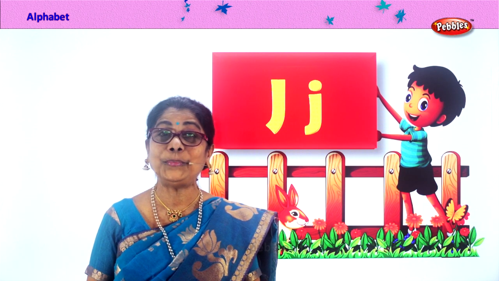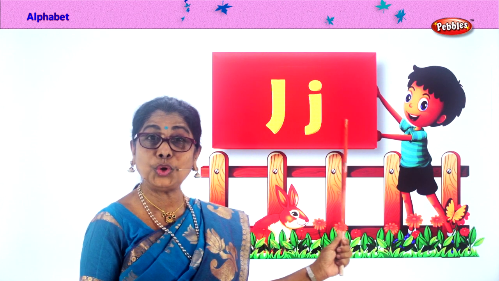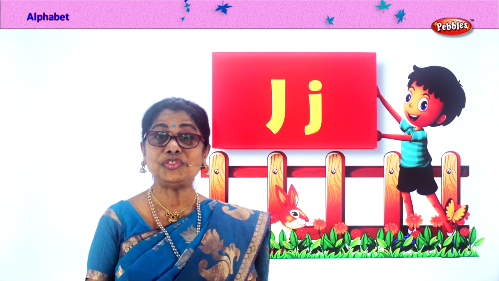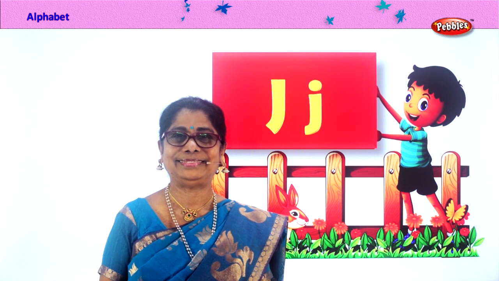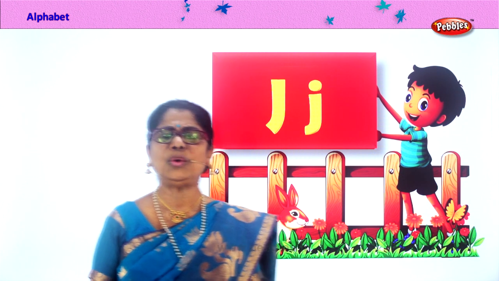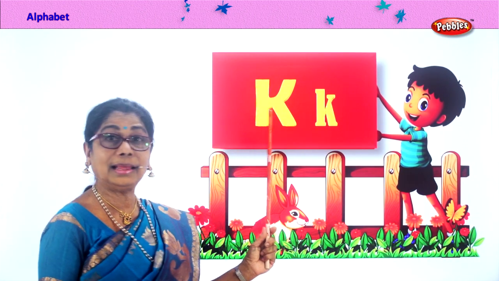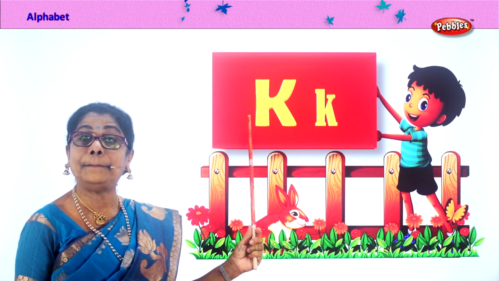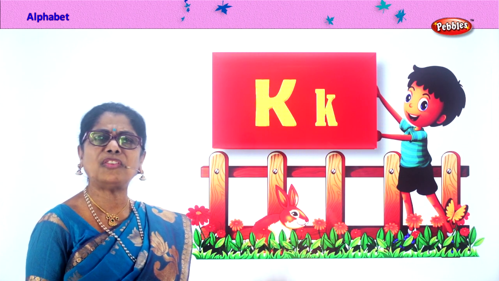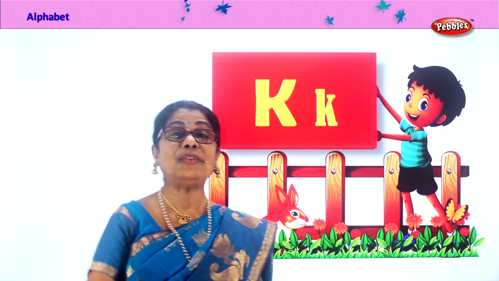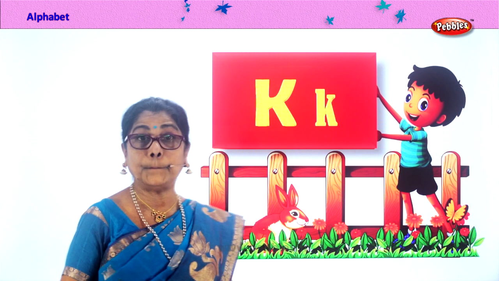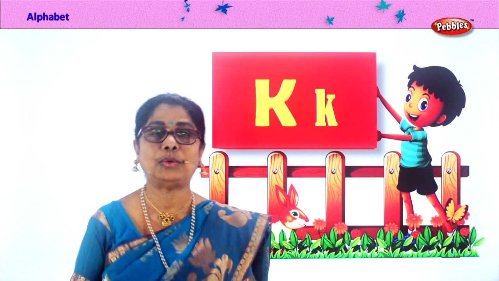That is J for jam, J for joker, J for jelly. Are you enjoying? Let's look at our next letter. What comes after J? After J comes K. Big letter K, small letter k. What is the sound of letter K? The sound of letter K is K. C and K both have the same sound.